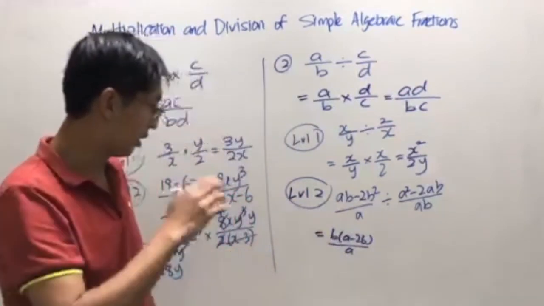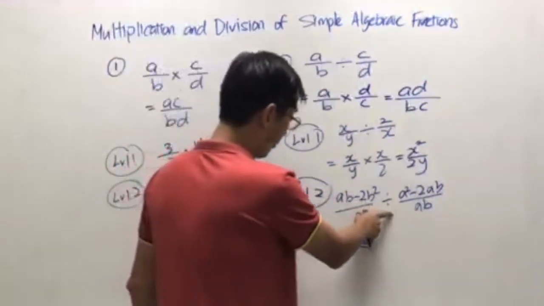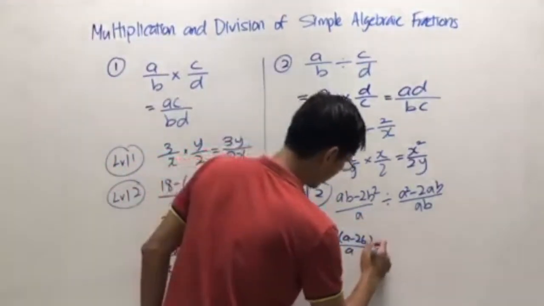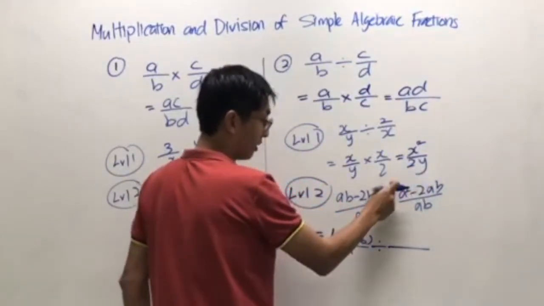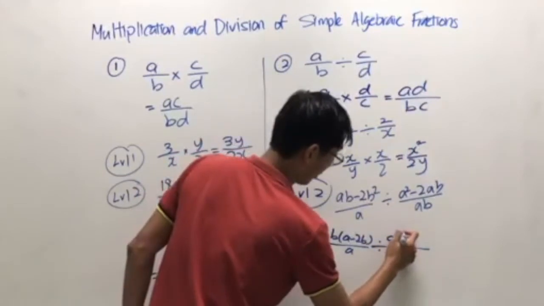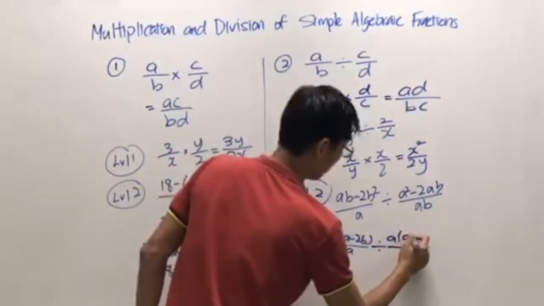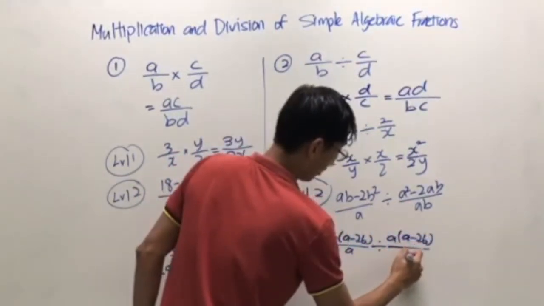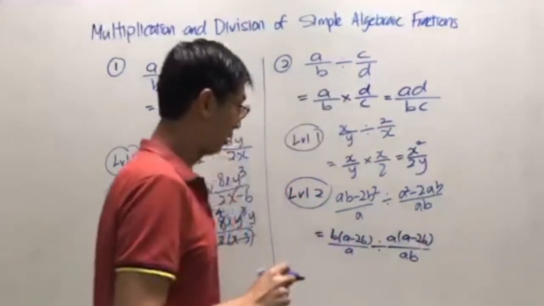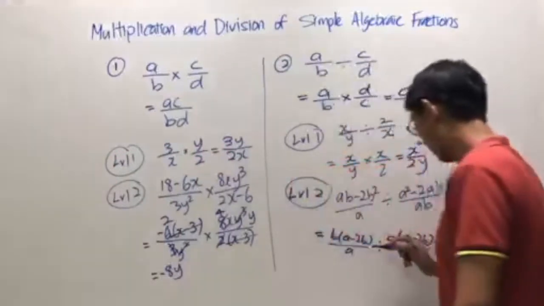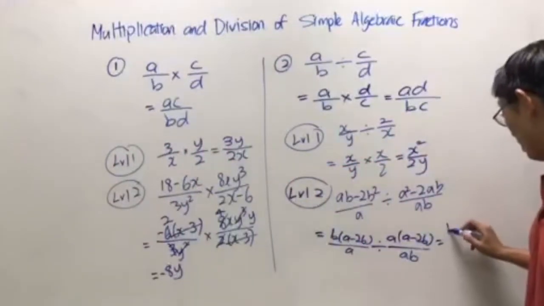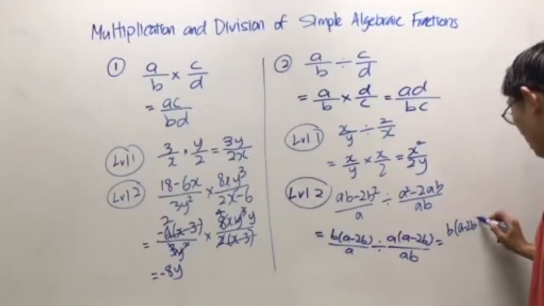The denominator term a stays as is. For this one, let me just factorize first. In both terms in the numerator, they both contain a. So let's take out a, and that leaves you with a minus 2b. And now you divide this by ab. Once you have the terms in the factorized state already, we can now flip the fraction around.